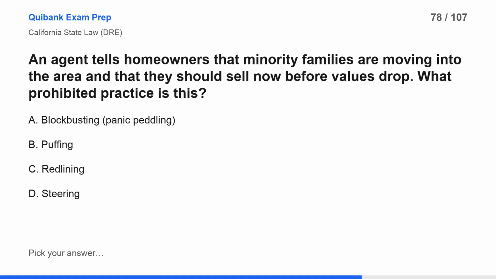Question 78. An agent tells homeowners that minority families are moving into the area and that they should sell now before values drop. What prohibited practice is this? A. Blockbusting, panic peddling. B. Puffing. C. Redlining. D. Steering.